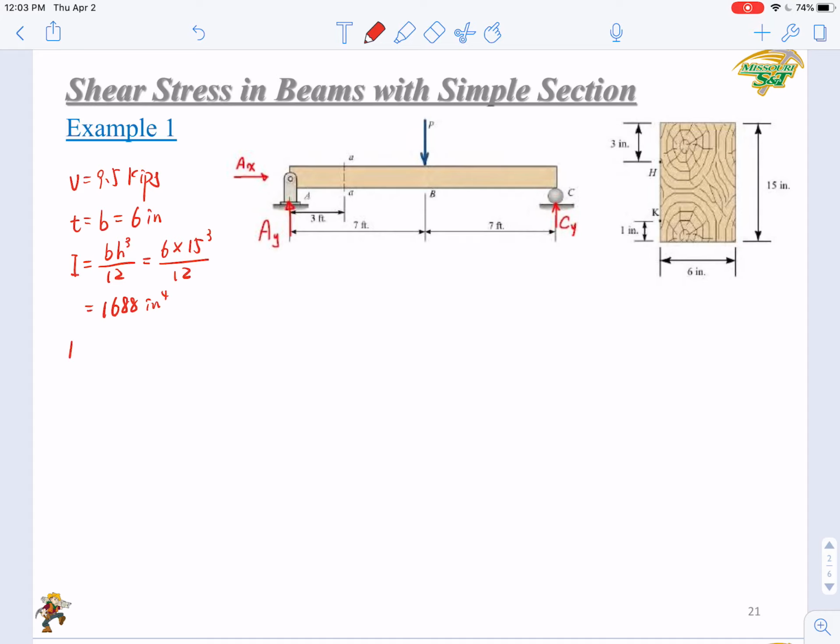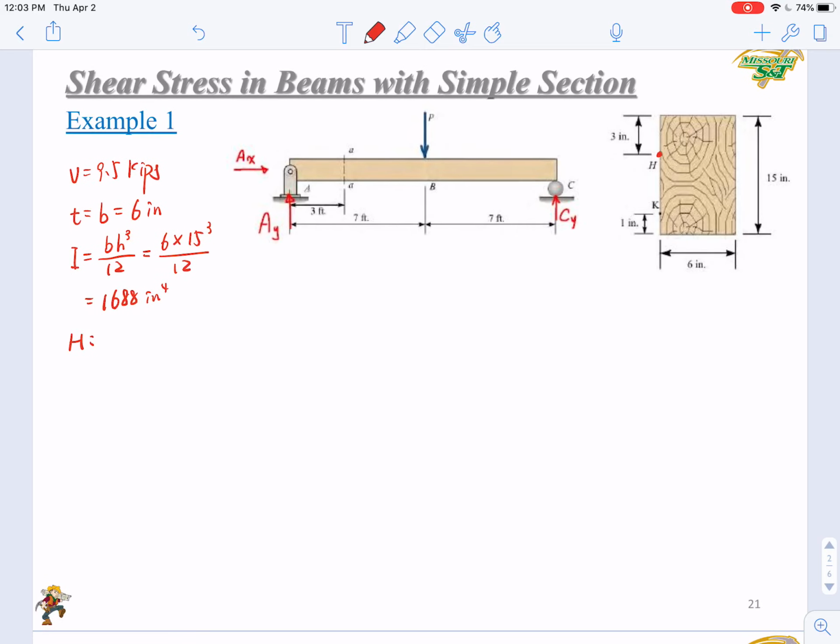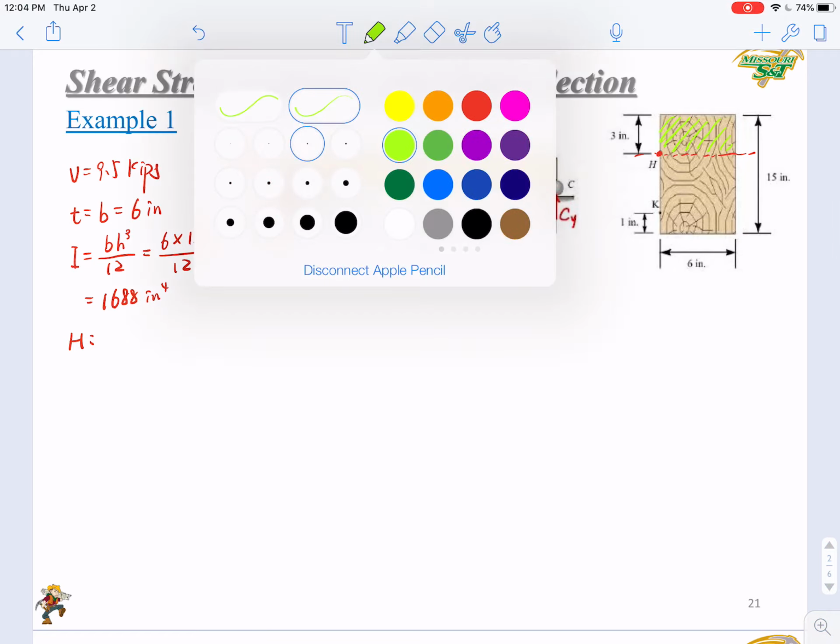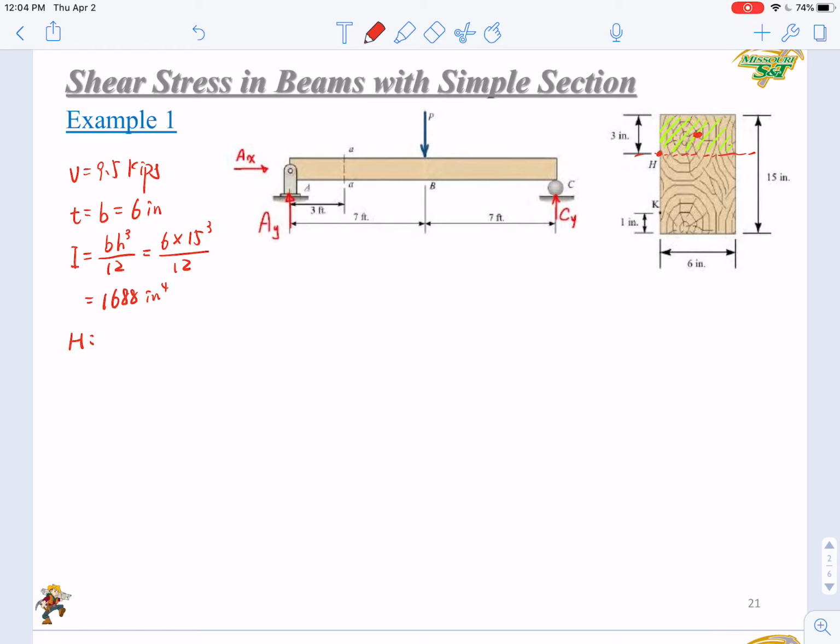Then we can start to analyze point H. At point H here, you just cut through this point and get the area above it. Then you get the local centroid, and here is your global centroid. To calculate QH, QH equals A times d. So we just need to find what A is and what d is. According to the analysis here, A will be 6 times 3. So 6 here, 3 here.